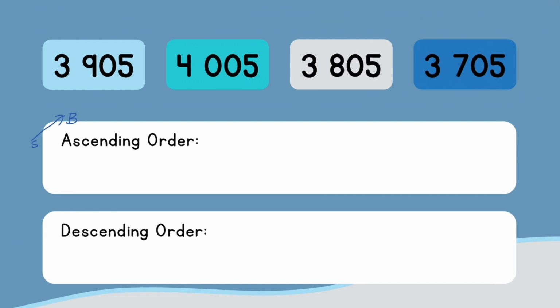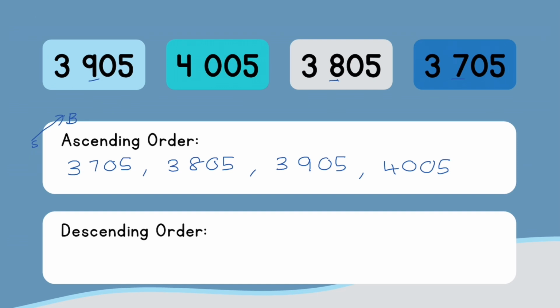So for 3000, we have three numbers, which are 900, 800 and 700. We compare 9, 8 and 7. Directly we know 7 is the smallest. So 3705 will be the smallest number, the first number, and then the second number will be 800, which is 3805, and then the third number will be 3905, and the largest number here is 4005.